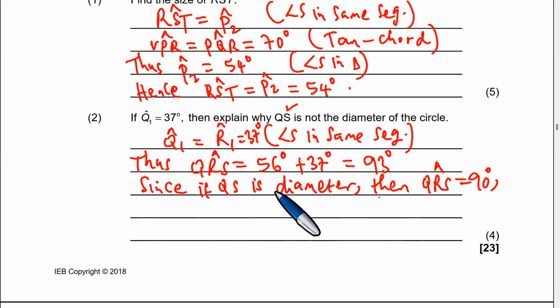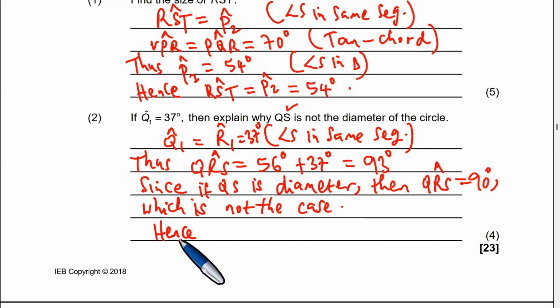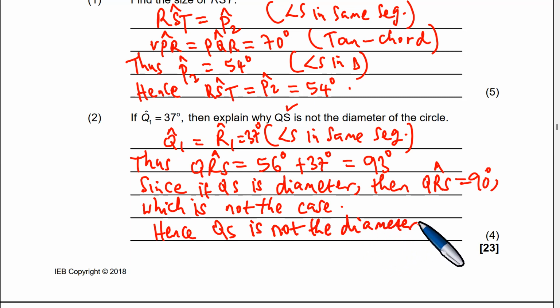Since if QS is a diameter, then that angle is equal to 90 degrees, which is not the case. Hence, QS is not the diameter of the circle. Okay, we have that one. Next point.